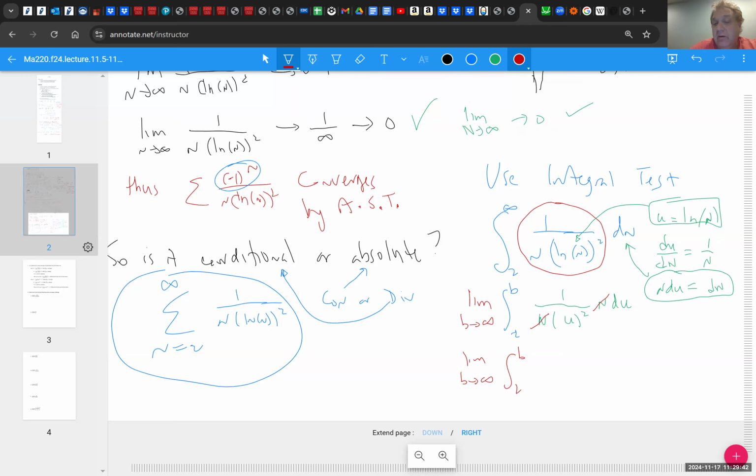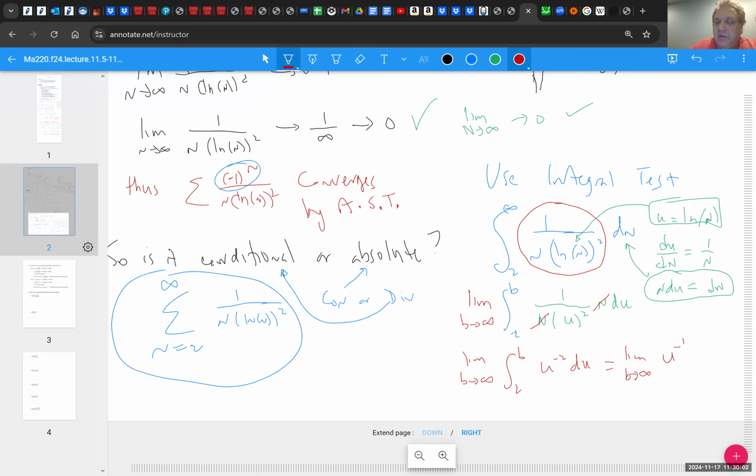So we have this limit of 1 over u squared, which is just u to the negative 2. And we can anti-differentiate u to the negative 2 just by using our normal power rule. So it's u to the negative 1 over negative 1. Let me give just a little bit more space for that limit. So we have the limit.